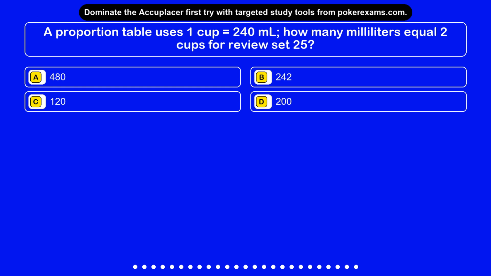Question 5. A proportion table uses 1 cup equals 240 ml. How many milliliters equal 2 cups for review set 25? Option A, 480. Option B, 242. Option C, 120. Option D, 200.